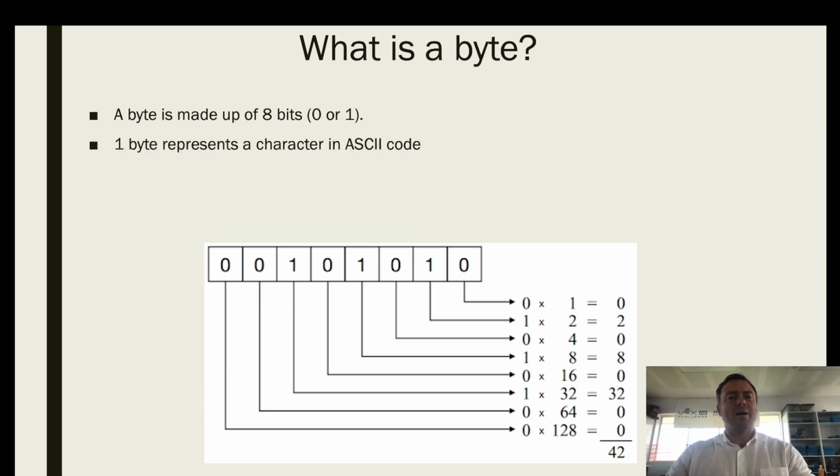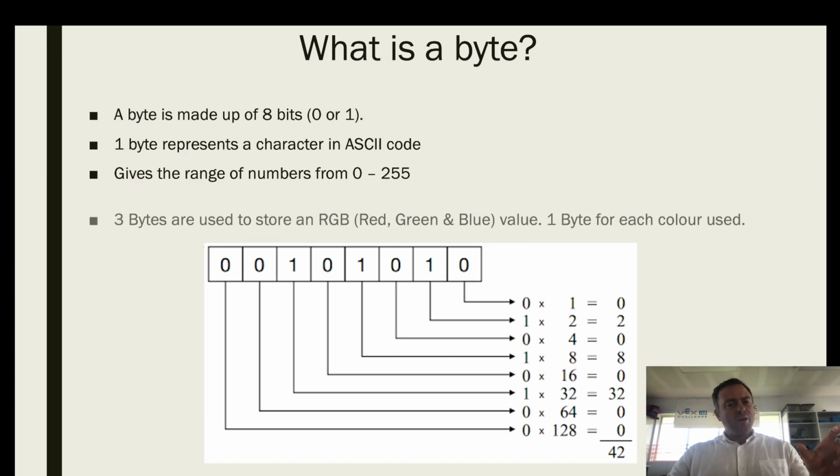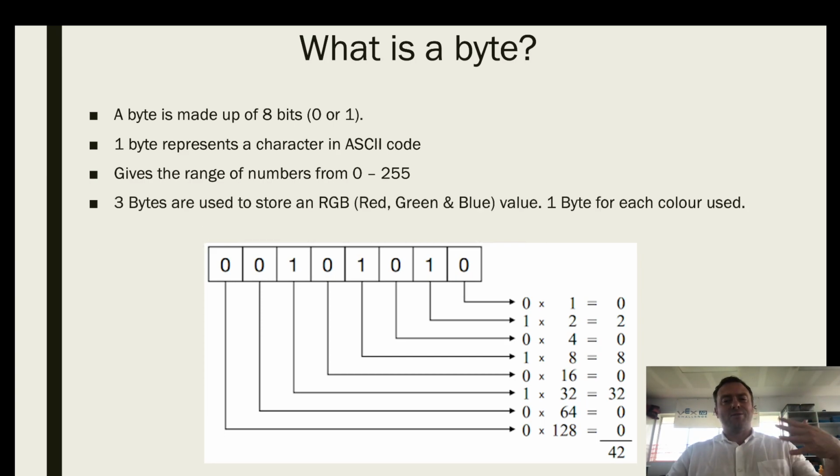well. So 1 byte is representing a character in ASCII code, and then it gives you a range of numbers from 0 up to 255. So it gives you 256 different options by having those 8 bits all aligned. When we use 3 bytes, that represents an RGB value. So the red, the green, the blue, you use 1 byte for each part of that.